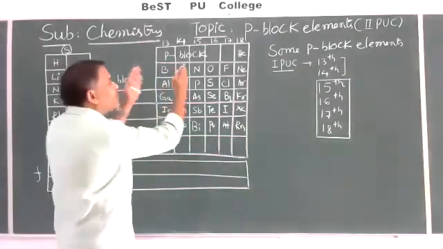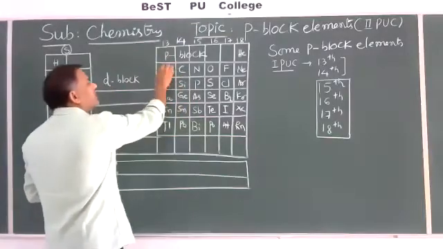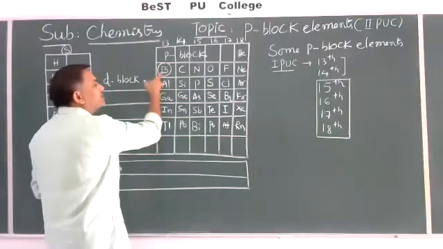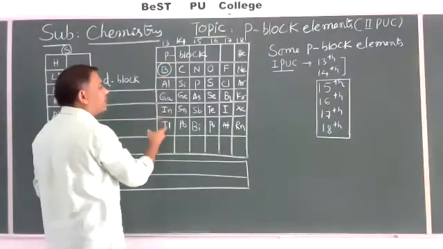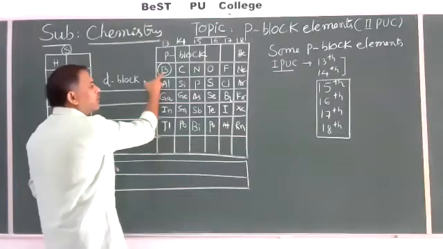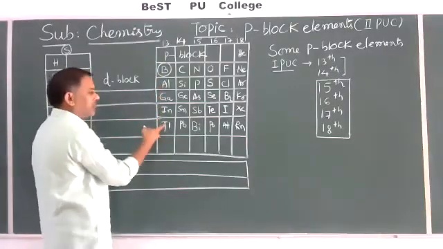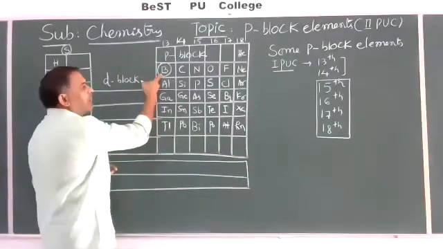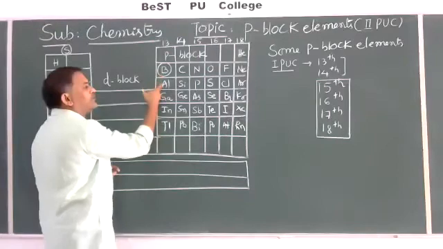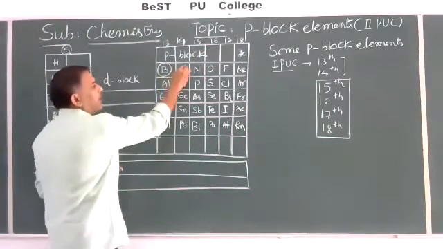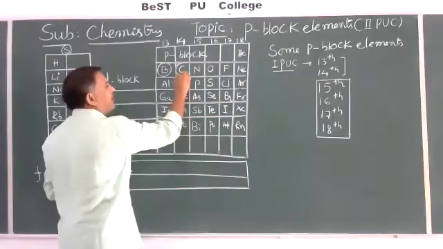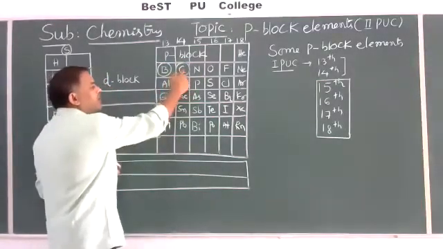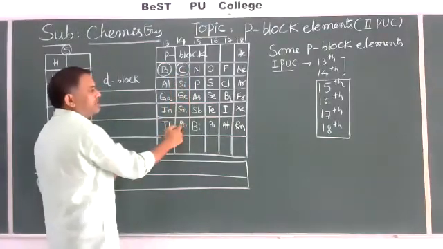Now in P block elements also, in first year, the boron family, 13th group, was explained. It started with the boron element, that's why it is called the boron family. 5 elements are there: boron, aluminum, gallium, indium, thallium. In this boron family, boron compounds and aluminum compounds were explained in first year. Then carbon, one of the most important elements, was explained in 11th standard as the carbon family. The elements are carbon, silicon, germanium, tin and lead.